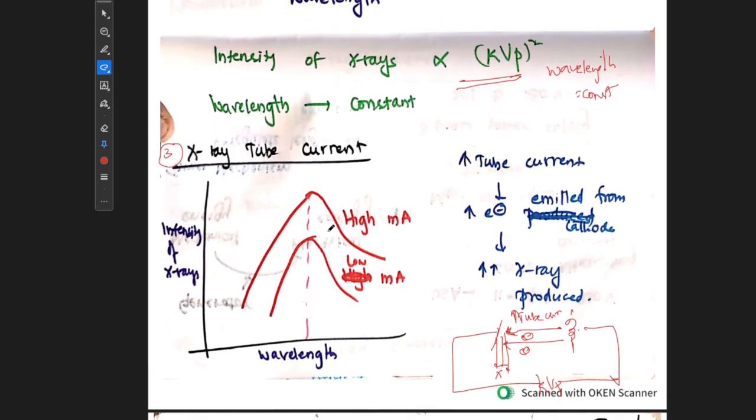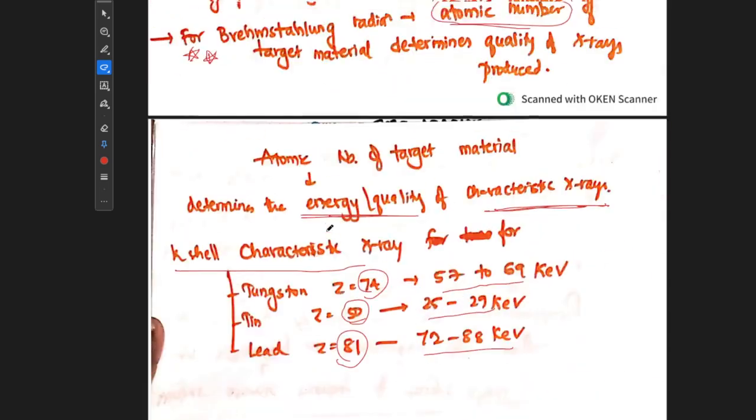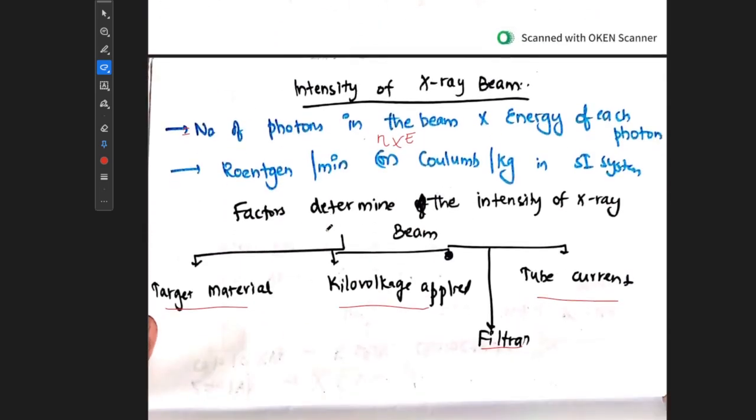So these are the important points about the factors which affect the intensity of X-ray beam. Filtration we will learn in our next class. So target material, kilovolt peak and tube current have been dealt.